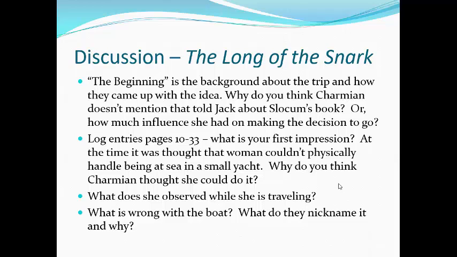Then I'd like you to read log entries on pages 10 through 33, and I'd like you to tell me what your first impression is. At the time, it was thought that a woman couldn't physically handle being at sea in a small yacht. In fact, everyone thought that Charmian was absolutely crazy for going to sea. Why do you think Charmian thought that she could do it?